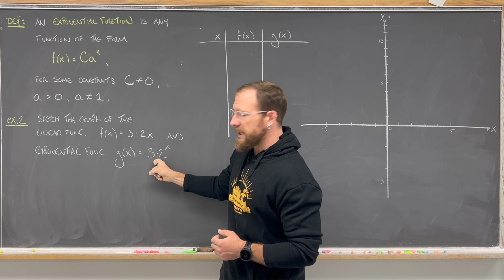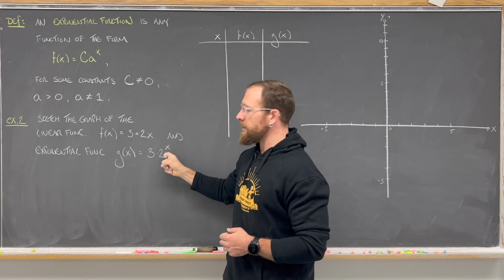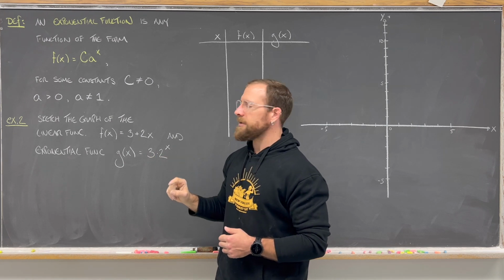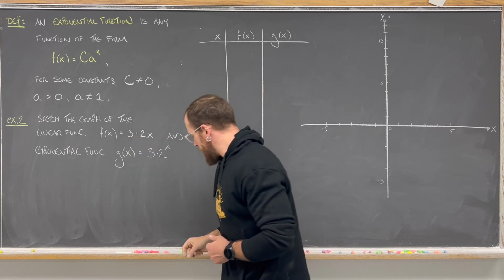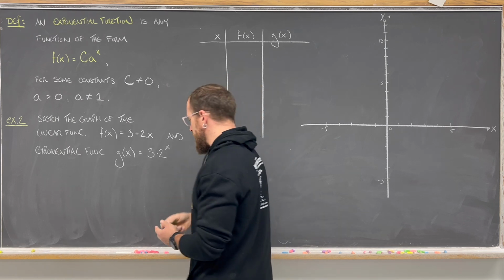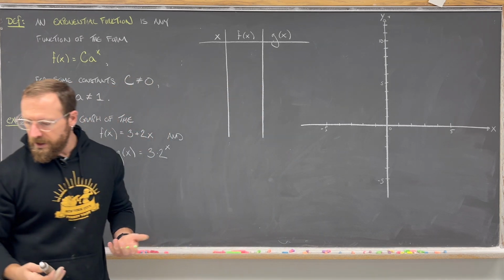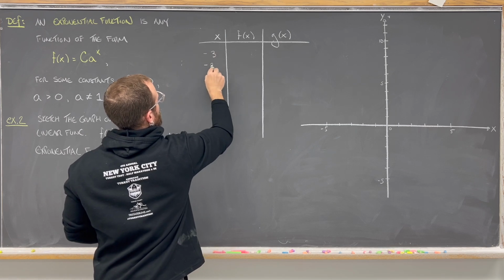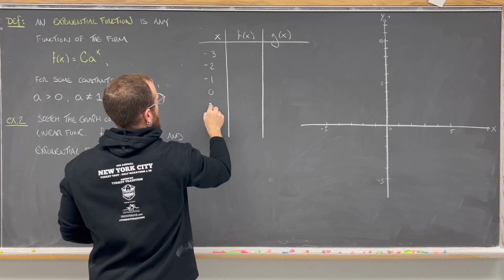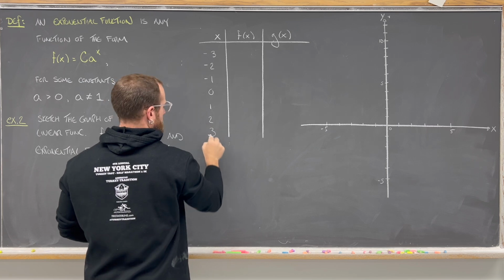Okay, I want to sketch this exponential function, 3 times 2 to the x, and I want to compare it to the linear function 3 plus 2x. First, let's start with just filling in some values here. Suppose I want the values of x to go from, say, -3 up to +3. Okay?